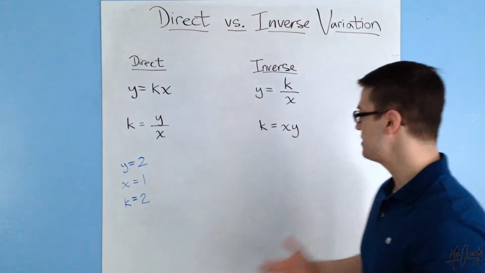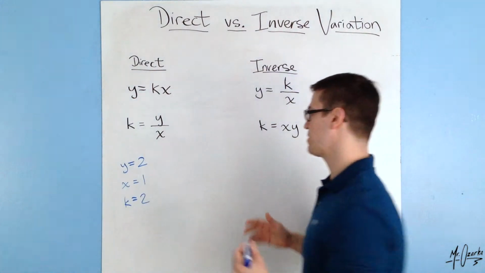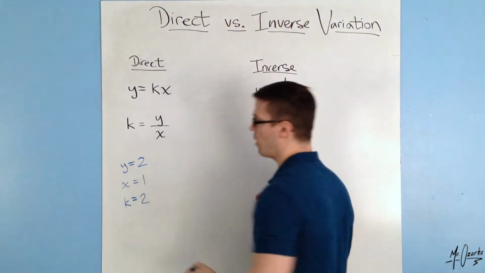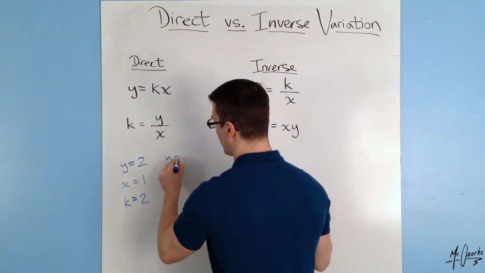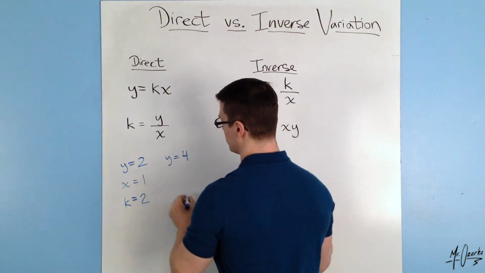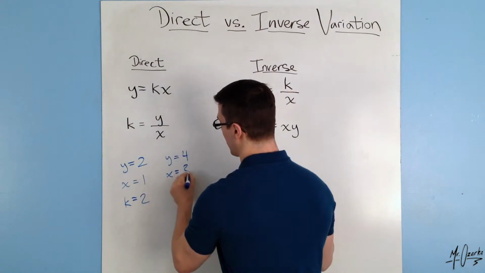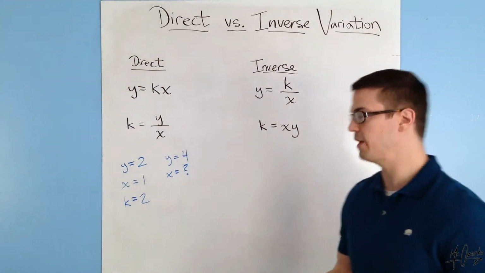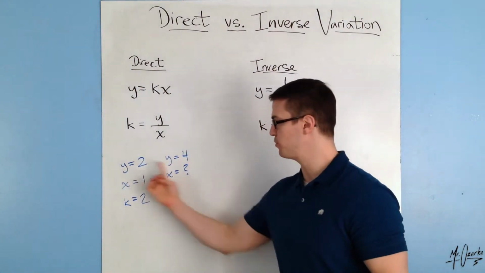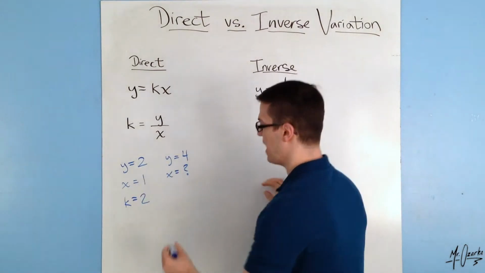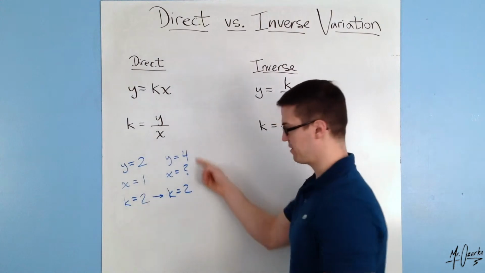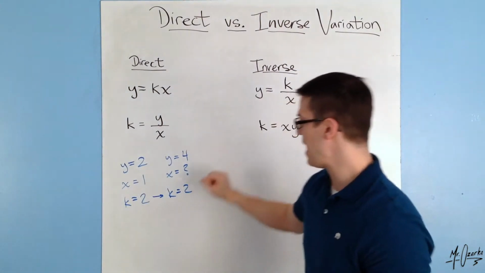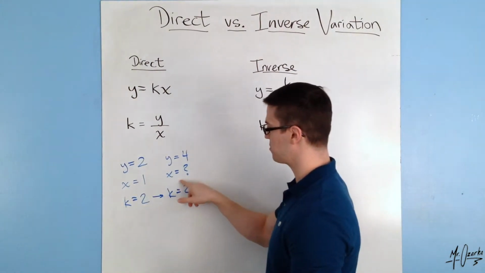Here, k is equal to y over x. Y over x is 2 over 1, which is equal to 2. That's not much of a problem, but a problem might say: if these are directly proportional to each other, and y is also equal to 4, what would x be equal to? Because these are both in direct variation with each other, they have the same k. So k is equal to 2 here as well.